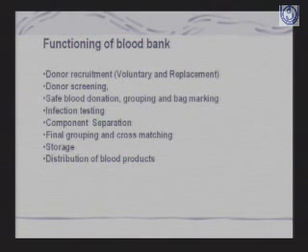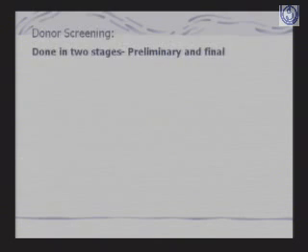The functioning of the blood bank requires donor recruitment, because as you know, there is no scope for professional blood donors. It should be only through the donation of blood. That means donor recruitment through voluntary and/or replacement, screening of these donors, safe blood donation, grouping and bag marking, infection testing, component separation, final grouping and cross matching, storage and final distribution of the blood products. These are the functions of the blood bank.